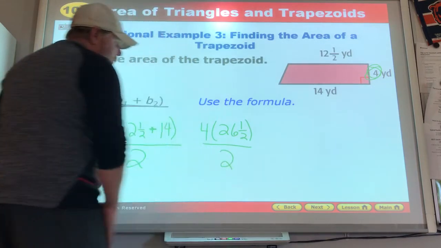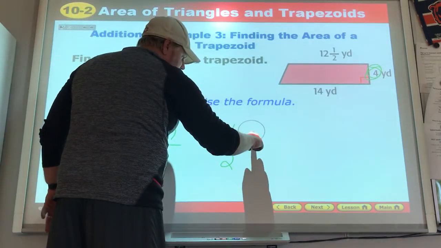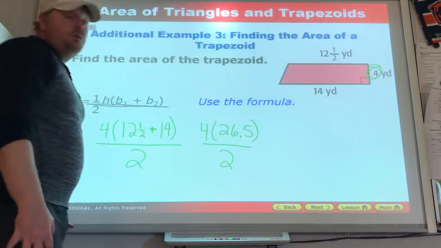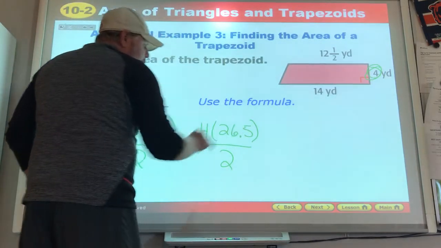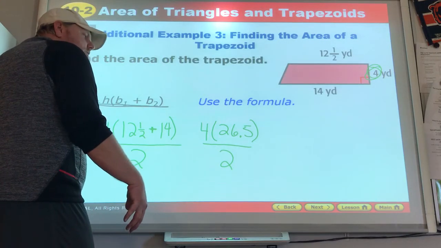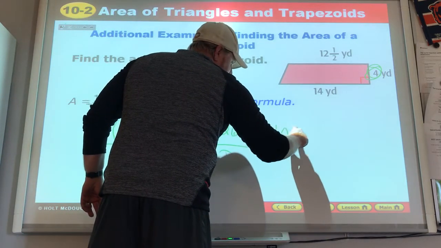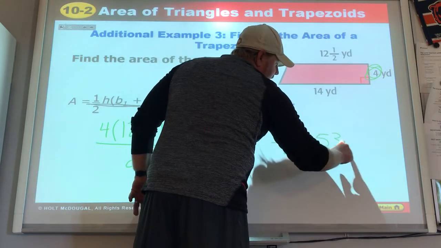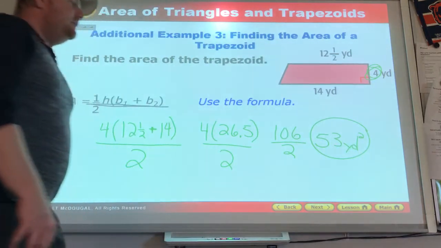divided by 2. I love that they put fractions on fractions. That was just stupendous on their idea. I really think they're silly for doing that. We're going to change it to a decimal. 1/2 is the same as 0.5. I think all of you know that. We can do our multiplication. All right. 4 times 26.5 would be 106. 106 divided by 2 is 53 yards squared. And I think we'll have our answer.